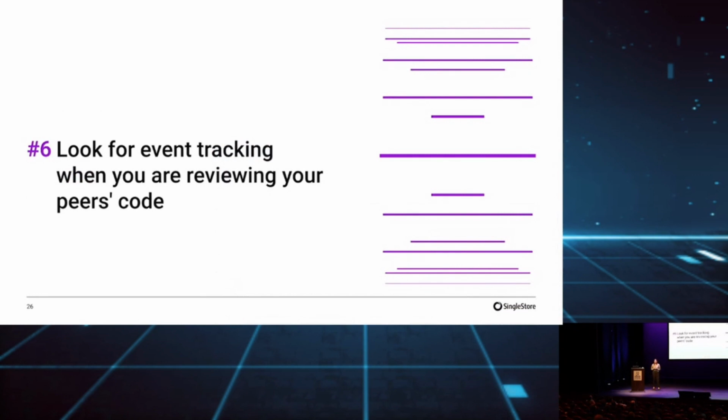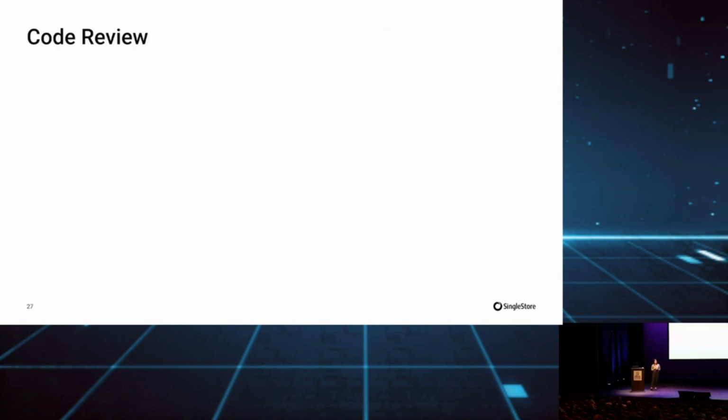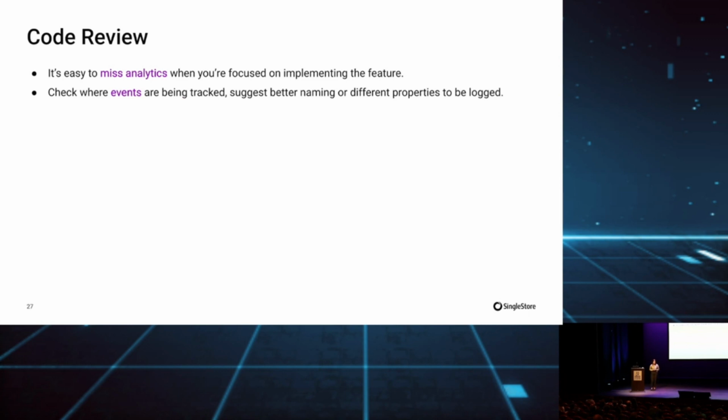And if you're looking for good naming, it's good if you help your peers in your code review by suggesting better naming, or even reminding them that we should log analytics in the new feature, for example, because if they are too focused on the implementation, they might forget about analytics. So it's always useful if someone reminds. And there are sometimes properties that might be useful in the future to log along with events, so really try to keep an eye on that.